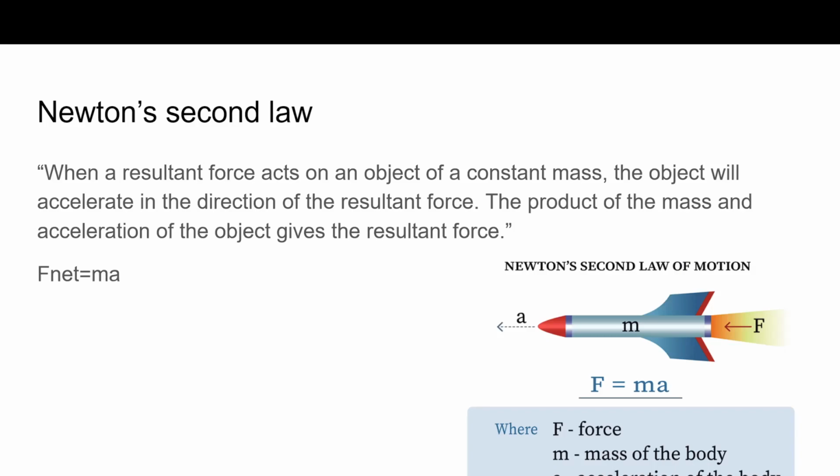Newton's second law. Newton's second law states that when a resultant force acts on an object of a constant mass, the object will accelerate in the direction of the resultant force. The product of the mass and acceleration of the object gives us the resultant force. In layman's terms, Newton's second law allows us to calculate the magnitude of the resultant force of an unbalanced object, and we can do so by calculating the object's mass and acceleration, using the formula F net equals ma.